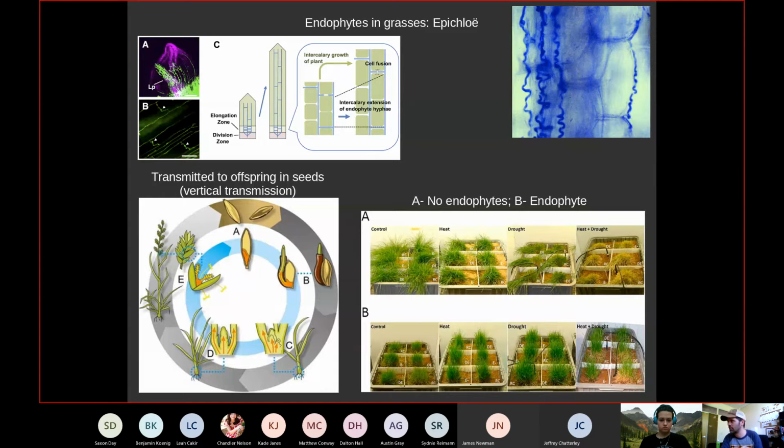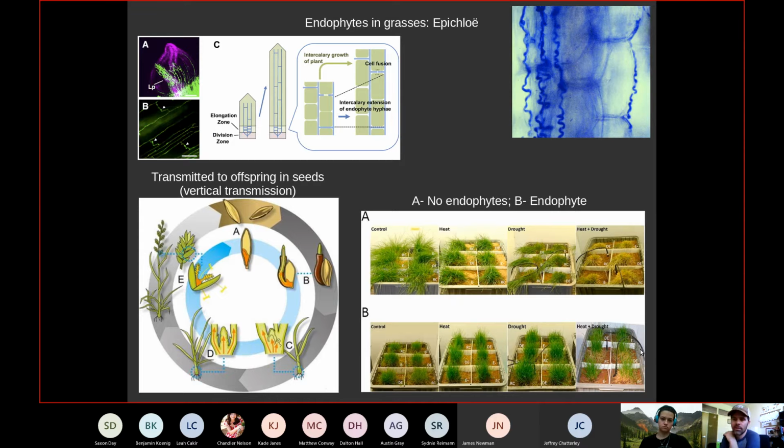Every grass you've ever seen. Okay. And you can see it's a well-studied system because grasses include things like corn, wheat, barley, oats, right? So pretty important stuff. If you look at, let's see, this is no endophytes in the top row here, and this is with endophytes in the bottom.